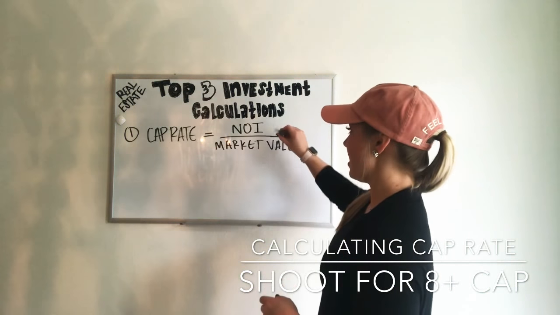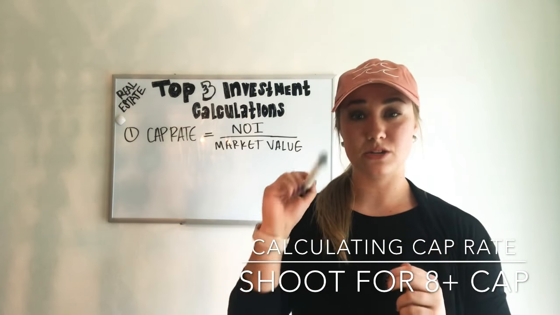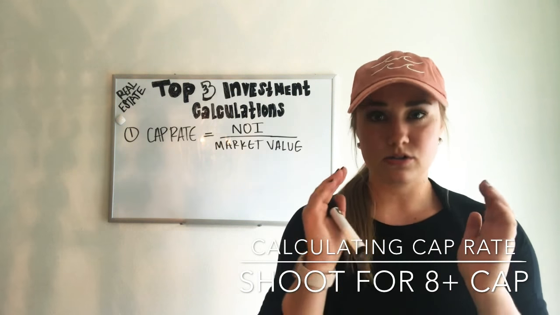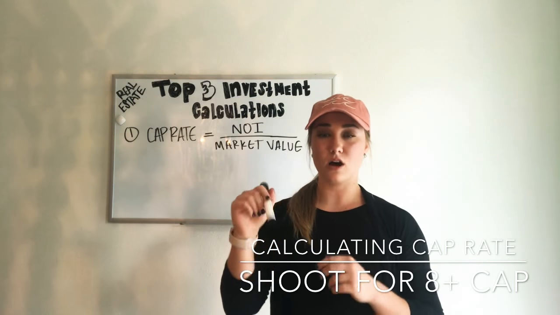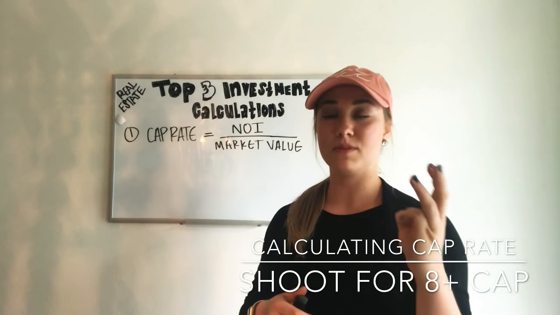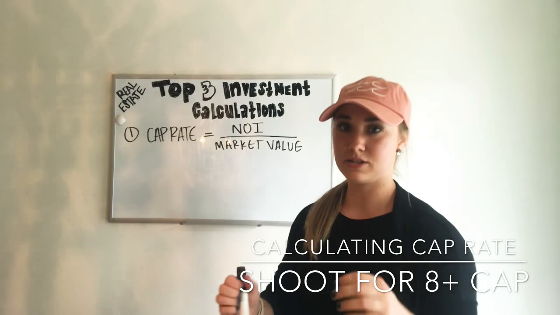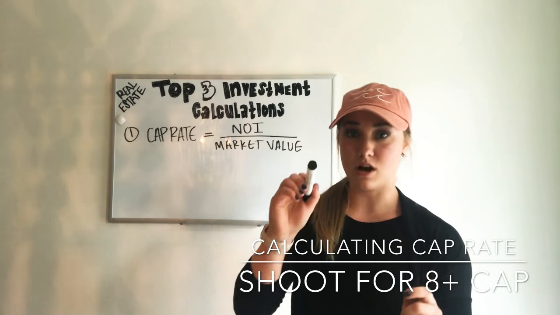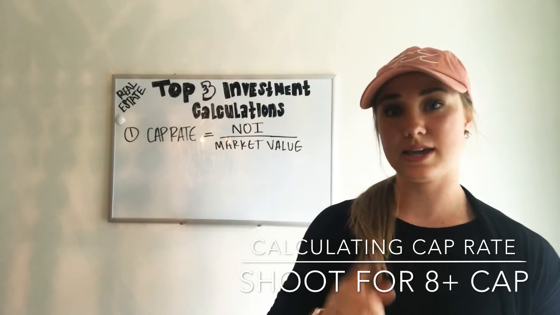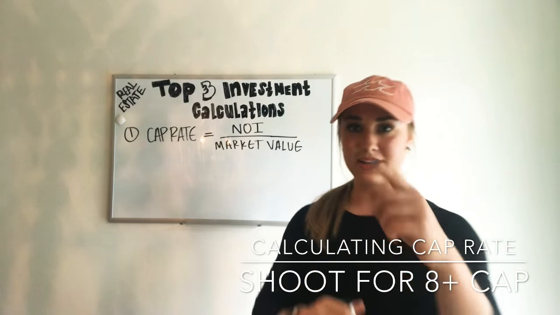So, what is NOI, and how do you calculate it? You take every month's rent and multiply that by 12, that gives you the gross annual income. From there, you subtract all expenses, such as property taxes, insurance, or a property management company if you're using one, and utilities. Once you take the gross annual income and subtract all expenses, that gives you the NOI. Then to calculate cap rate, you take the NOI and divide it by the market value of the property.